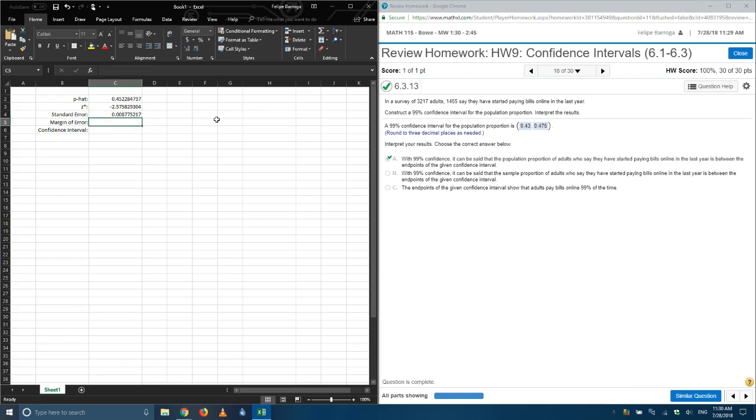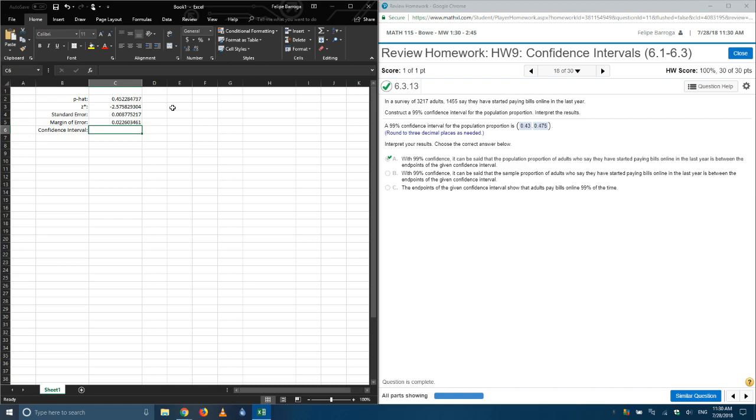Now to get the margin of error, we'll take the standard error and multiply it by the positive of this, and you can round it, it doesn't really matter. Or if you really want to, you can use the absolute value function here. It'll give you the positive value of this. That is our margin of error.